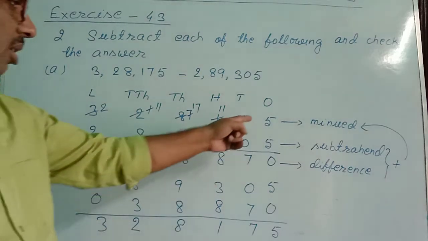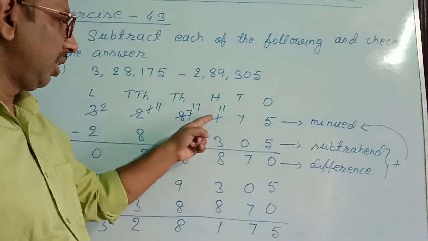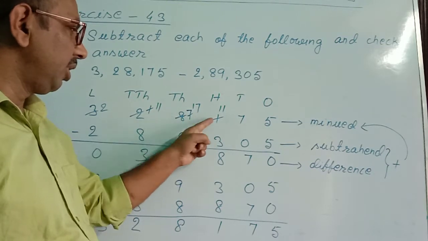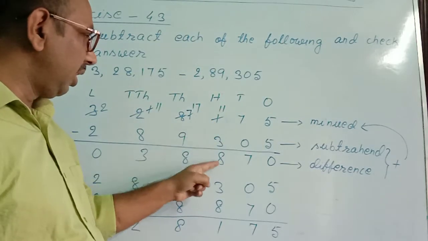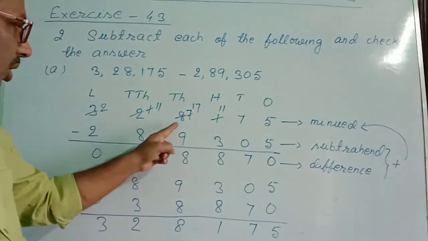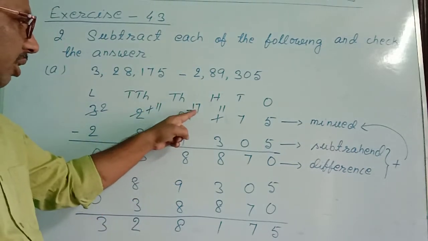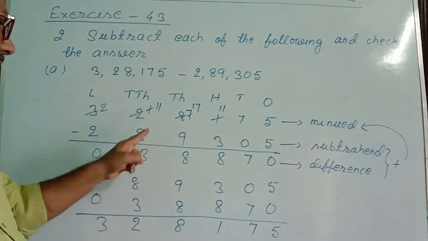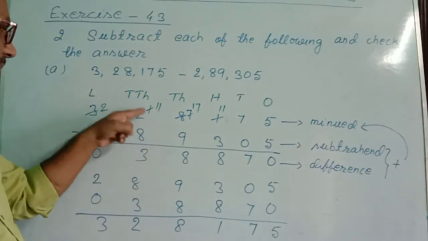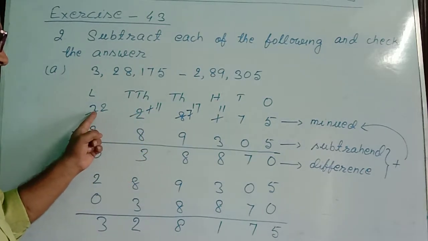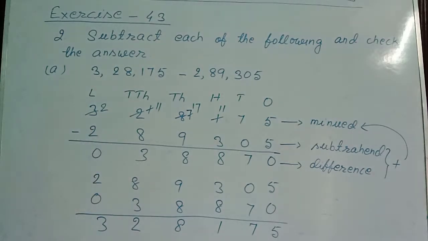Now I subtracted. 5 minus 5 is 0, 7 minus 0 is 7, 1 minus 3 is not possible because 1 is smaller. So to make it greater we took 1 from here, it became 11 now. 11 minus 3 is 8. When you take 1 from here, 7 is left, 7 minus 9 is not possible. To make it greater we took 1 from here, it became 17 now. 17 minus 9 is 8, and here 1 is left, 1 minus 8 is not possible, so we'll take 1 from here, it became 11. 11 minus 8 is 3, and when you take 1 from here you have only 2, so 2 minus 2 is 0. Now check the answer.